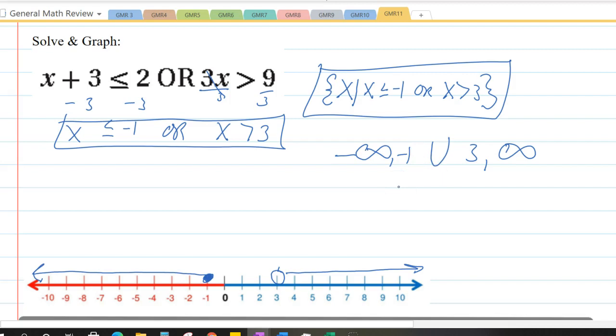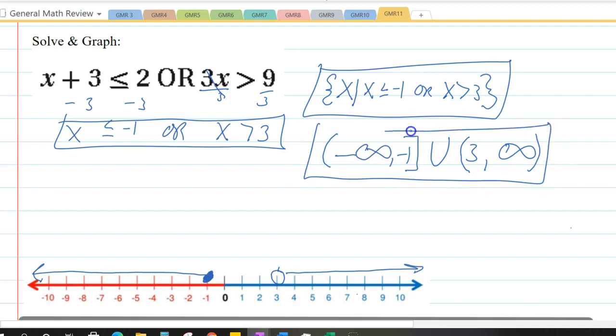Now I can't actually hold infinity, so I use a parenthesis. The -1 is included. See how it's a solid dot? I use a bracket. The 3 is an open circle. I use a parenthesis, and then again for infinity, I use the parenthesis. This is another way of writing your answer, and you need to be familiar with all 3 ways.